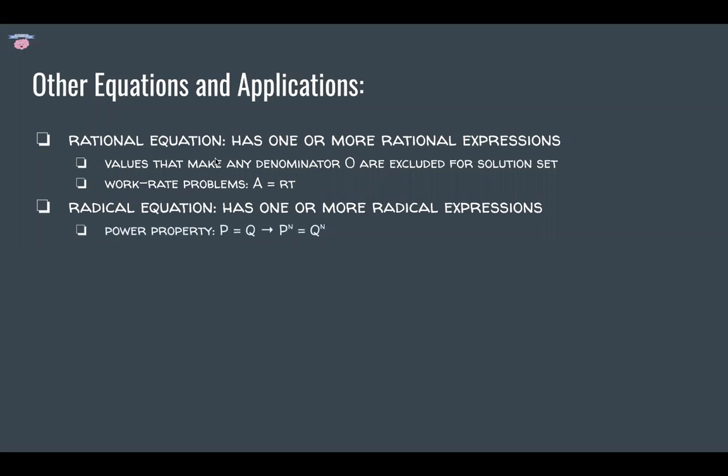Power property: given p is equal to q, then p to the power of n is equal to q to the power of n. And this is really useful in solving radical equations. So let me just solve this one really quickly for you. How would we do this? Well, root x minus 2 is equal to -3. Of course, this doesn't have any solutions because the square root can't be negative.